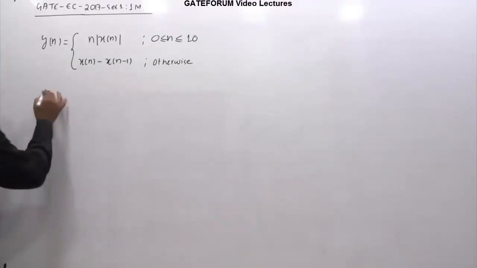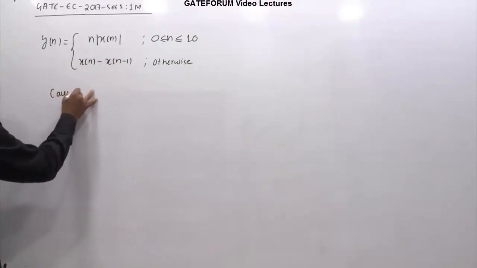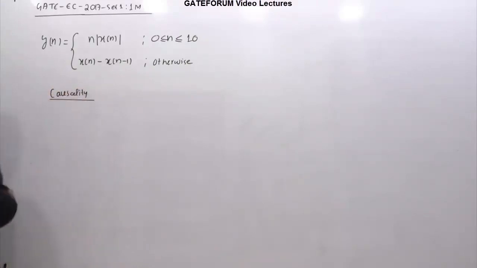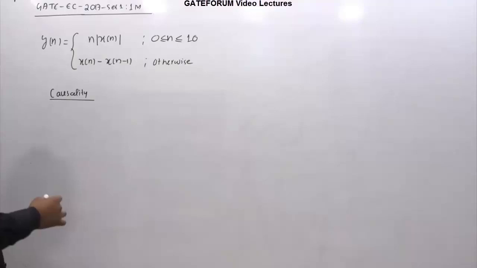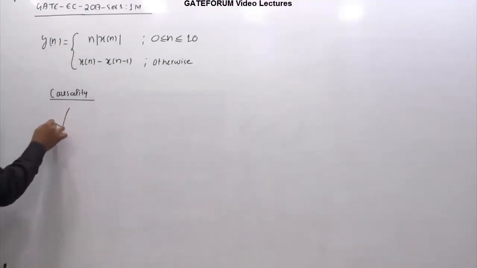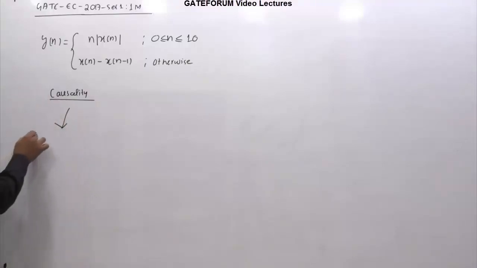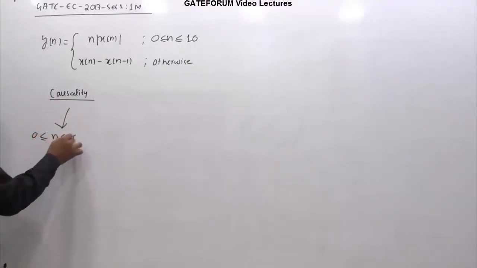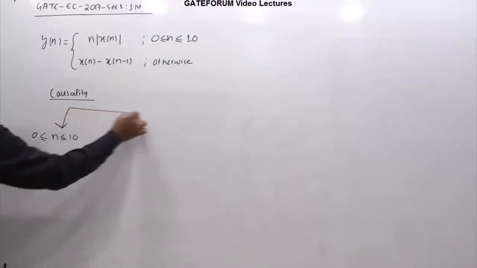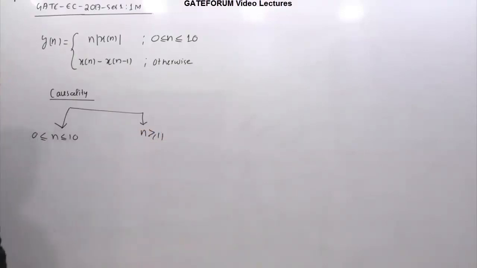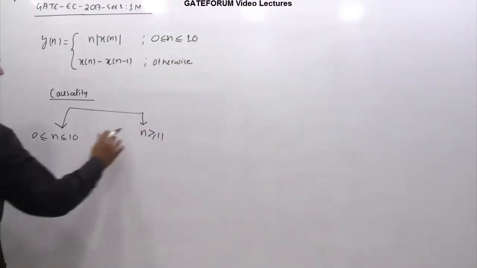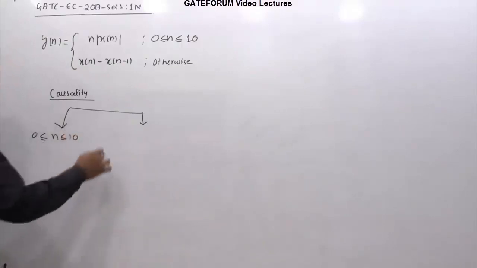So let's speak regarding the causality. What is the definition of causality? The present output should depend only on the present and past information. There should not be any future dependencies, right? Because the information is for two different ranges of n, we'll make the analysis for different ranges of n. What is going to happen when n takes values between 0 and 10, and what is going to happen for the other range of n?